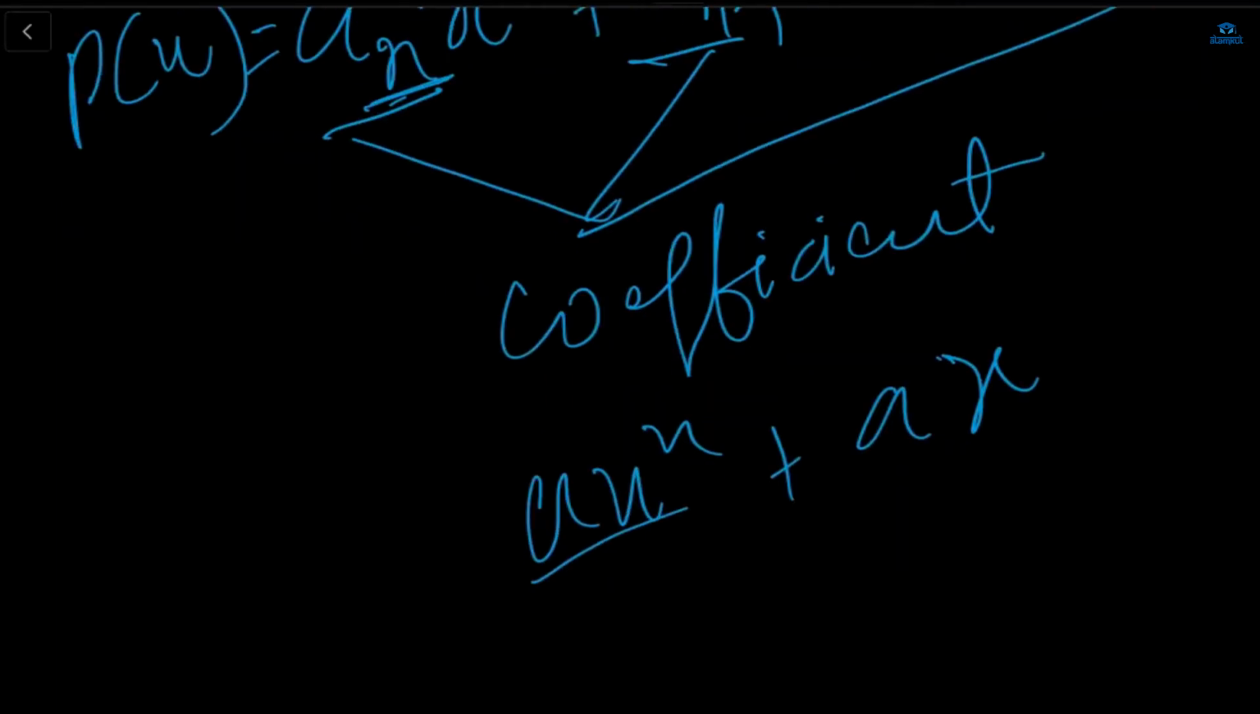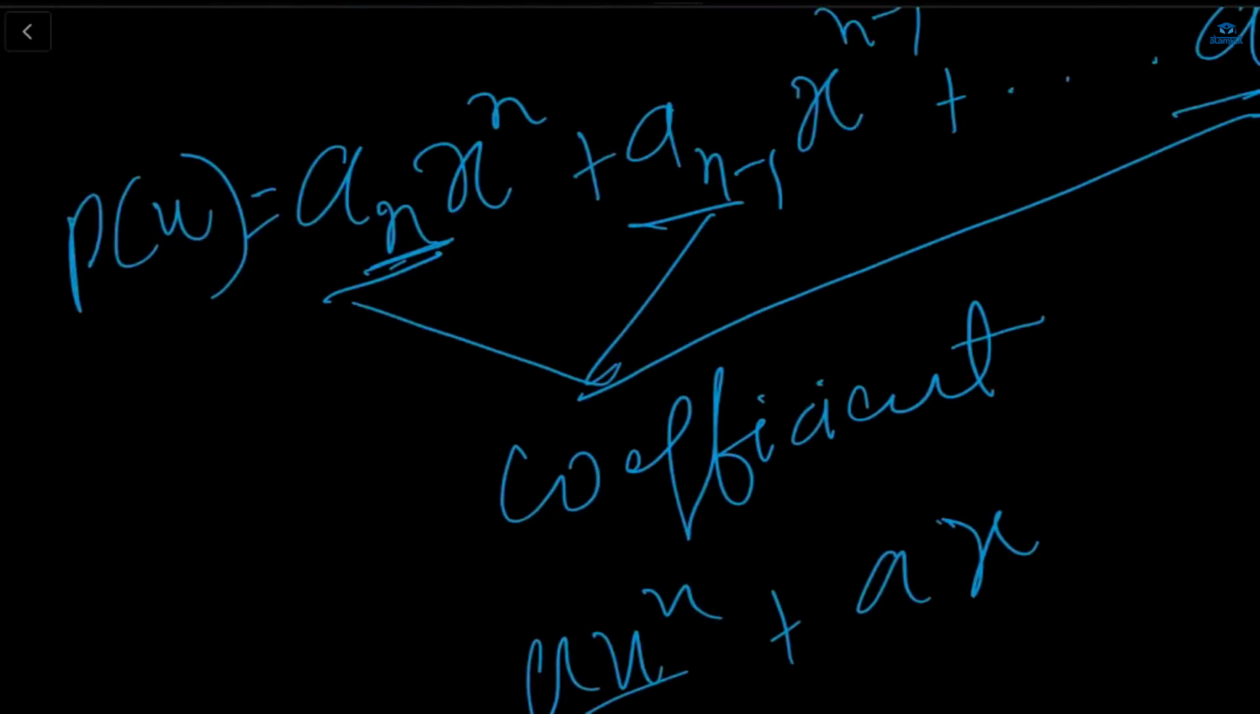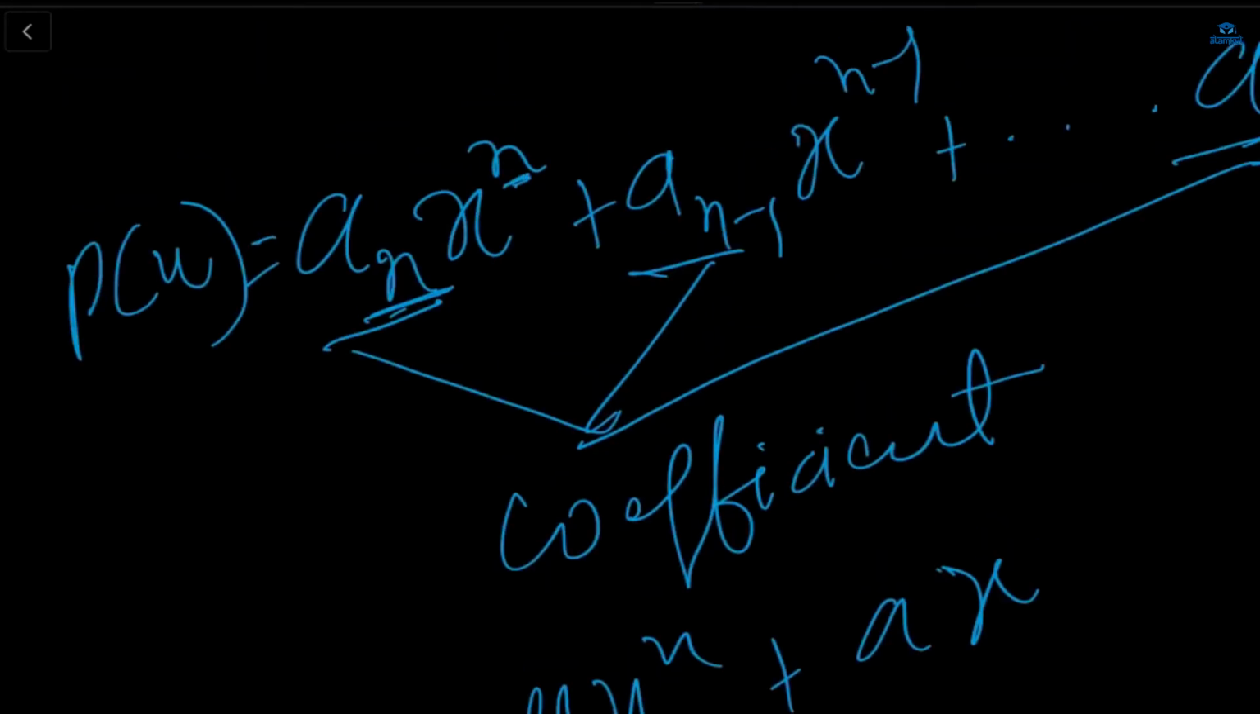Understood, everybody? So to discriminate that all the coefficients are different, x to the power n has a coefficient of a n. That means this a n is related to x to the power n, and x to the power n minus 1 is related to a n minus 1. Any doubt in this general polynomial statement? Yes, a n is a coefficient, and n is written so that you understand this particular coefficient is related with x to the power n.